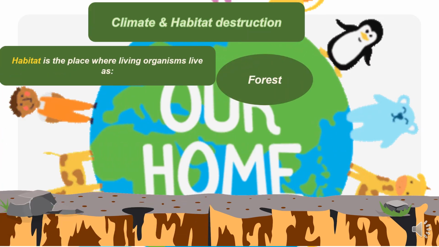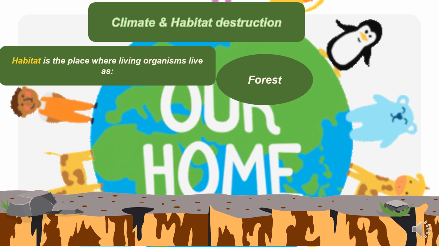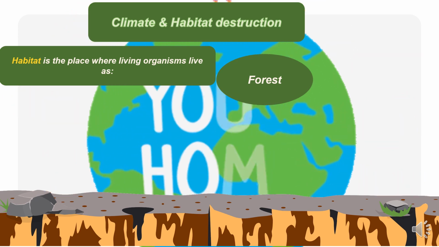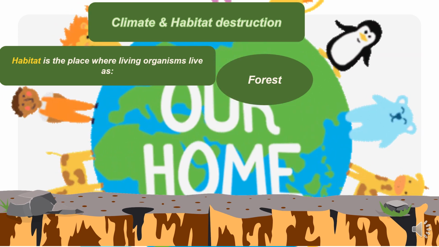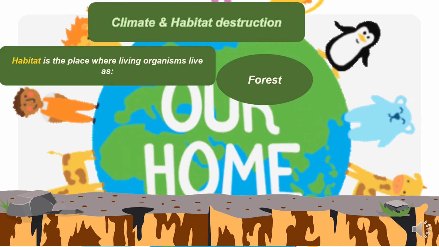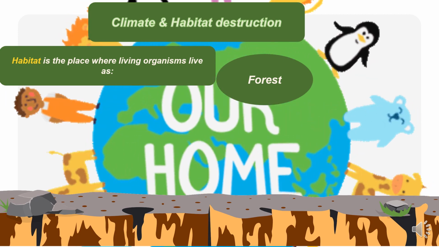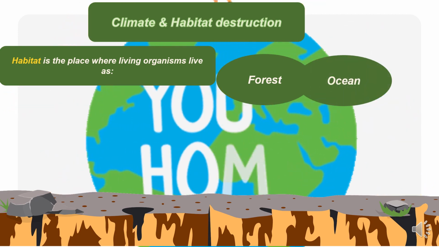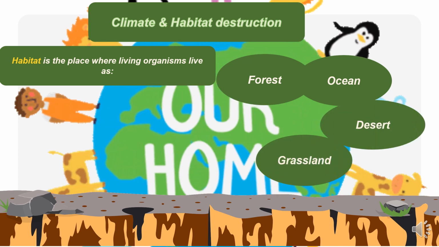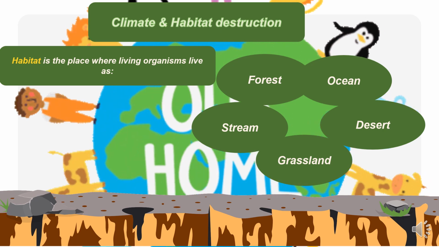And now, primary 6, let's remember the word habitat. What does the word habitat mean? We have already heard it many times. Habitat, primary 6, simply, say with me: the place where all living organisms live. For example, a forest can be considered a habitat, as can an ocean, desert, grassland, and also a stream.